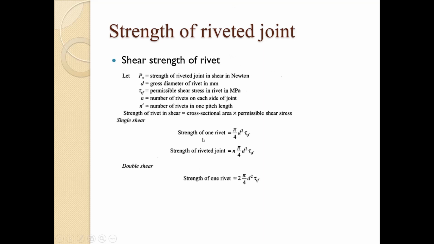So what is the strength of one rivet? That is this area, pi by 4 into d square, into tau vf. And in case of a riveted joint having multiple rivets, we have to multiply by the number of rivets in the joint. That is n into pi by 4 into d square into tau vf, because we have the assumption that the entire force is distributed among the number of rivets provided in the joint. And in case of double shear, the strength of one rivet is twice, because the cross sectional area cuts twice. So we multiply 2 into pi by 4 d square into tau vf.